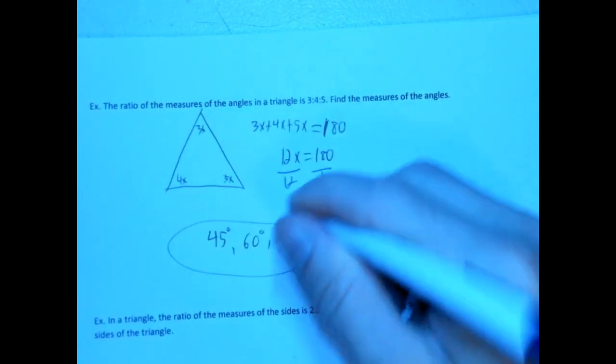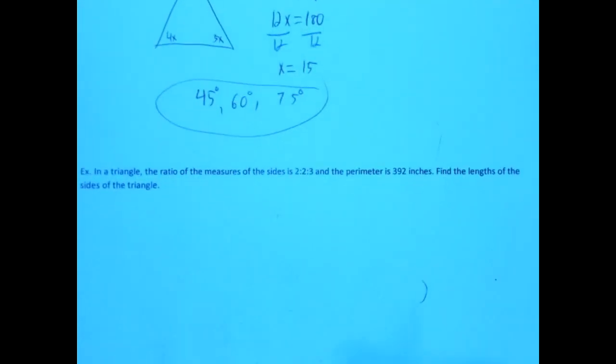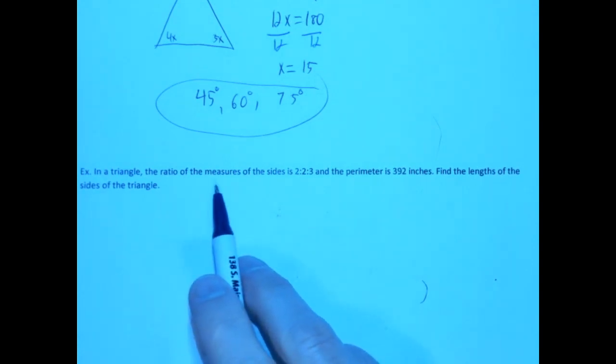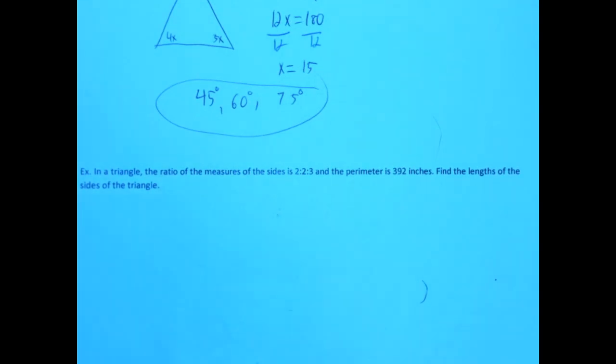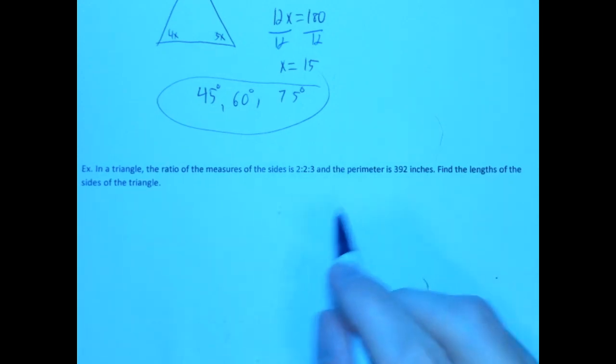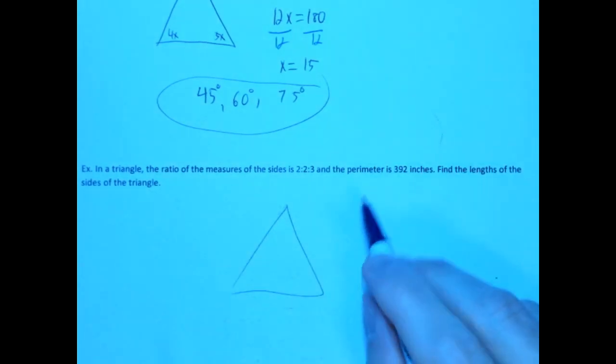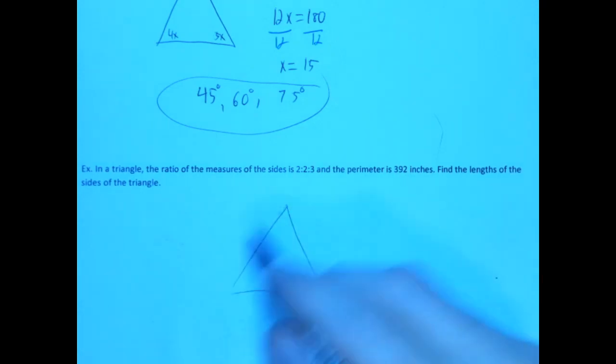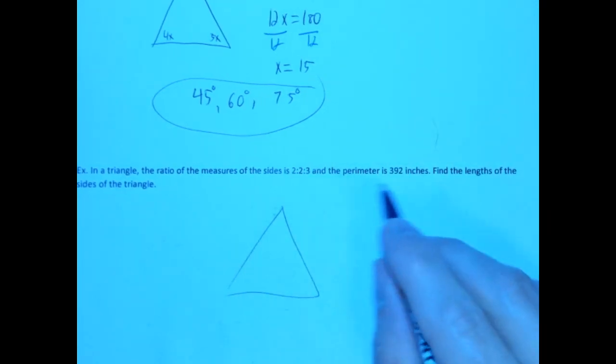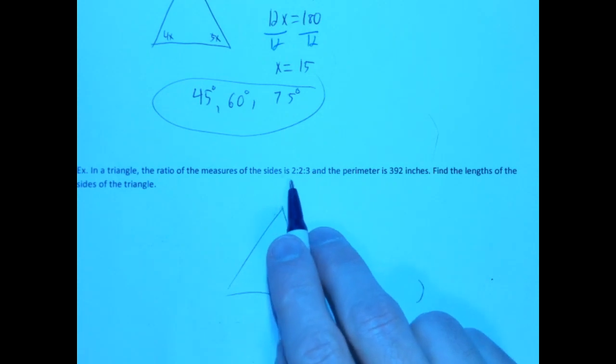Okay. Last one. In a triangle, the ratio of the measures of the sides are 2 to 2 to 3. The perimeter is 392 inches. Find the lengths of the sides of the triangle. Okay, so the perimeter is the length around. So we know this plus this plus this is that. And we know their relationship is 2 to 2 to 3.